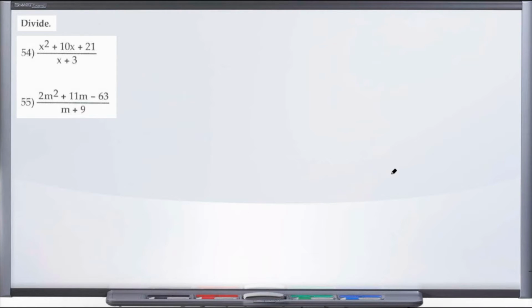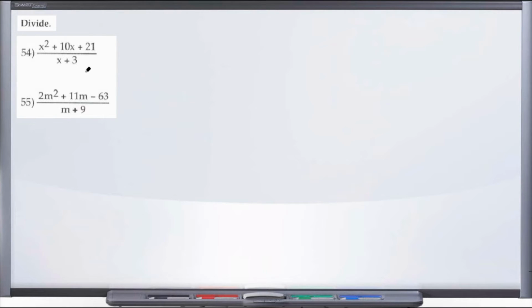All right, so with this video, I want to take a look at questions 54 and 55, and you'll notice that we're still performing division, except we are no longer dividing by a single term monomial. Now our denominator is a binomial, two terms, and we can no longer rewrite each term of the numerator over this denominator because this is not a monomial. You can only do that when the denominator is a single term.